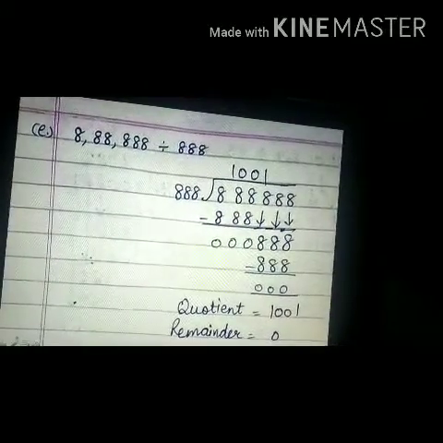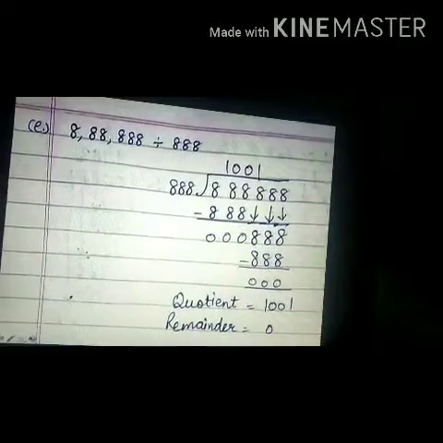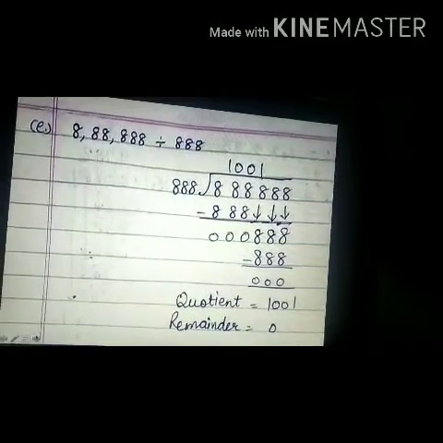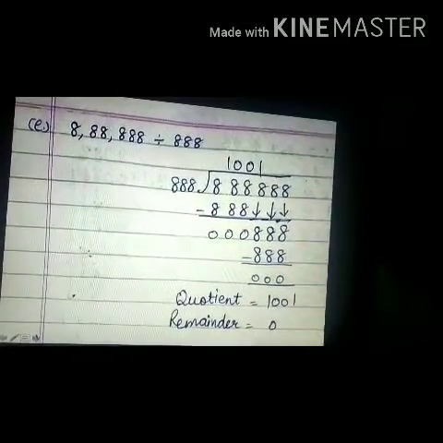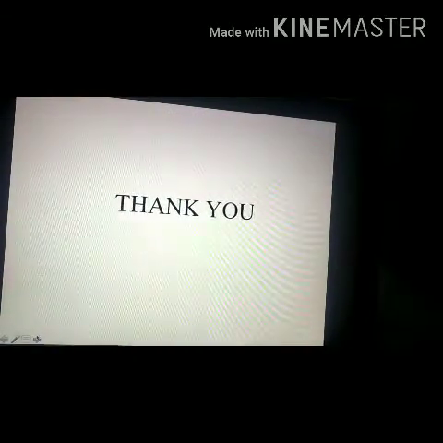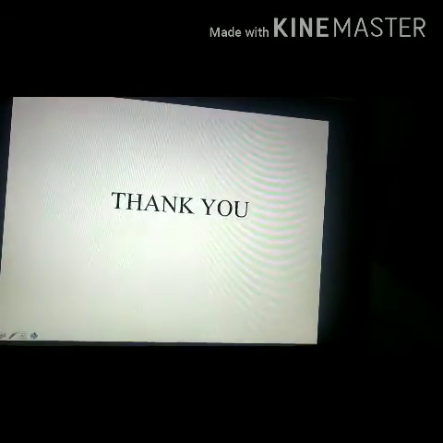So in this way you can divide and do question number 2 and check with the solution that I have sent. Thank you.